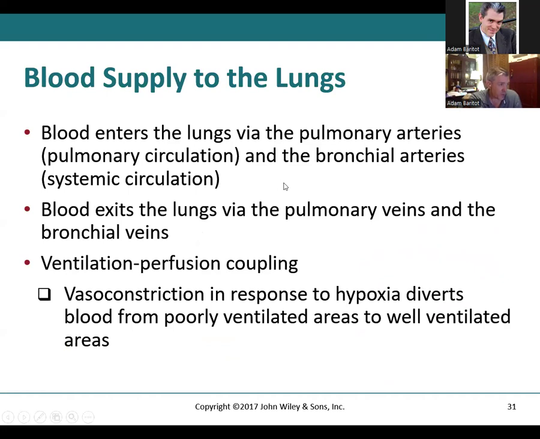Blood will enter the lungs via the pulmonary arteries for pulmonary circulation and the bronchial arteries for systemic circulation. Pulmonary circulation is blood flowing through. Bronchial arteries are blood to feed the cells themselves. Blood exits the lungs via the pulmonary veins and the bronchial veins.